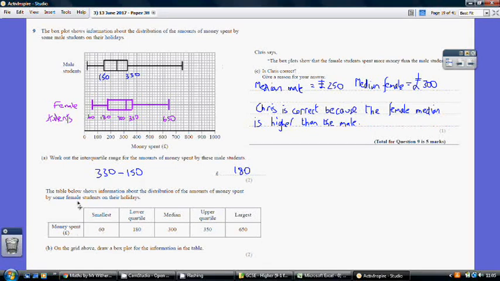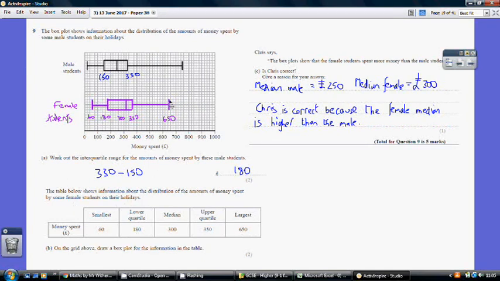Right, okay. Part B. The table below shows information about the distribution of the amounts of money spent by some female students on the holiday. On the grid above, draw a box plot for this. So we start off with the smallest amount being 60, 180 is the lower quartile, 300 is the median, 350 the upper quartile, and 650 the largest.